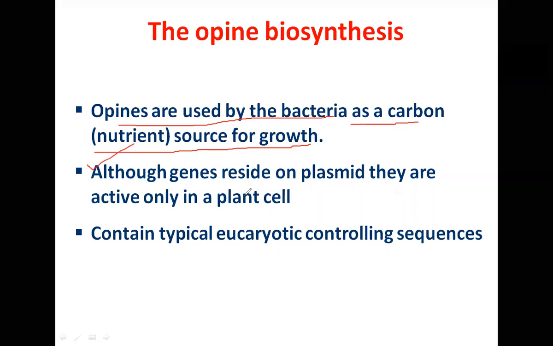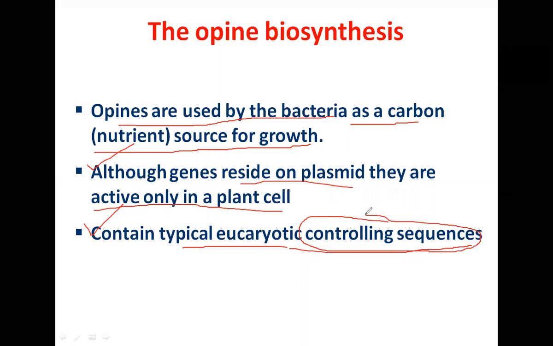Although the genes reside on the plasmid, they are active, they are expressed only in the plant cell. Please remember, I have been repeating this all along my lecture, that these genes are there in the TI plasmid of the bacterium, but these genes will get expressed only when the bacterium infects the plant cell, because they contain typical eukaryotic regulatory sequences, or eukaryotic controlling sequences. Therefore, they will be expressed only in the plant cell. So once the bacterium infects the plant cell, these genes will be expressed.